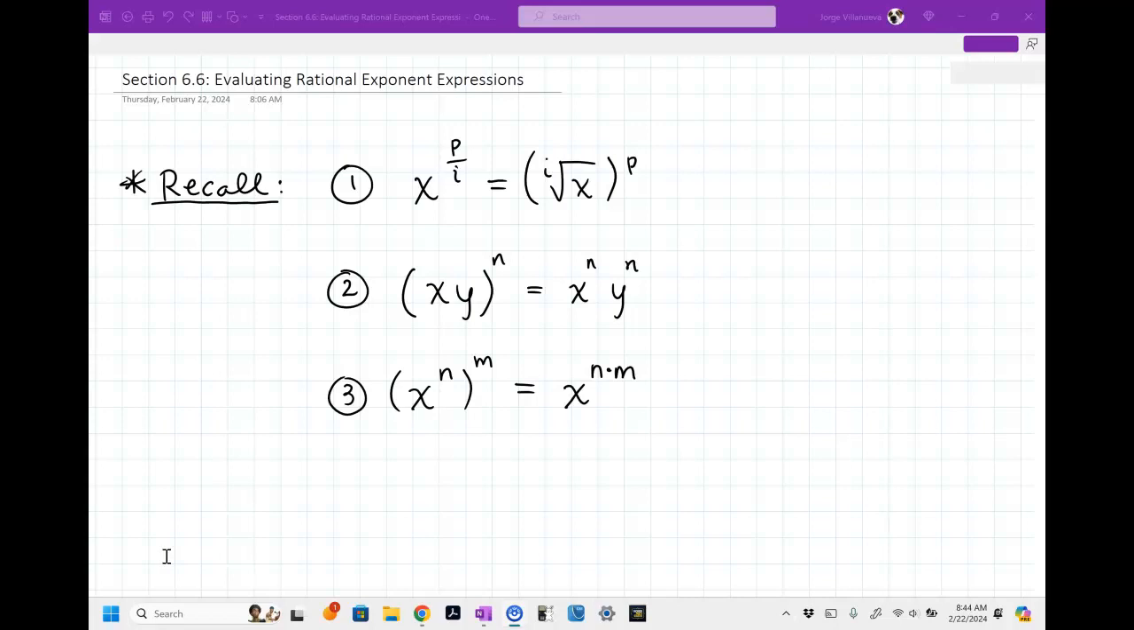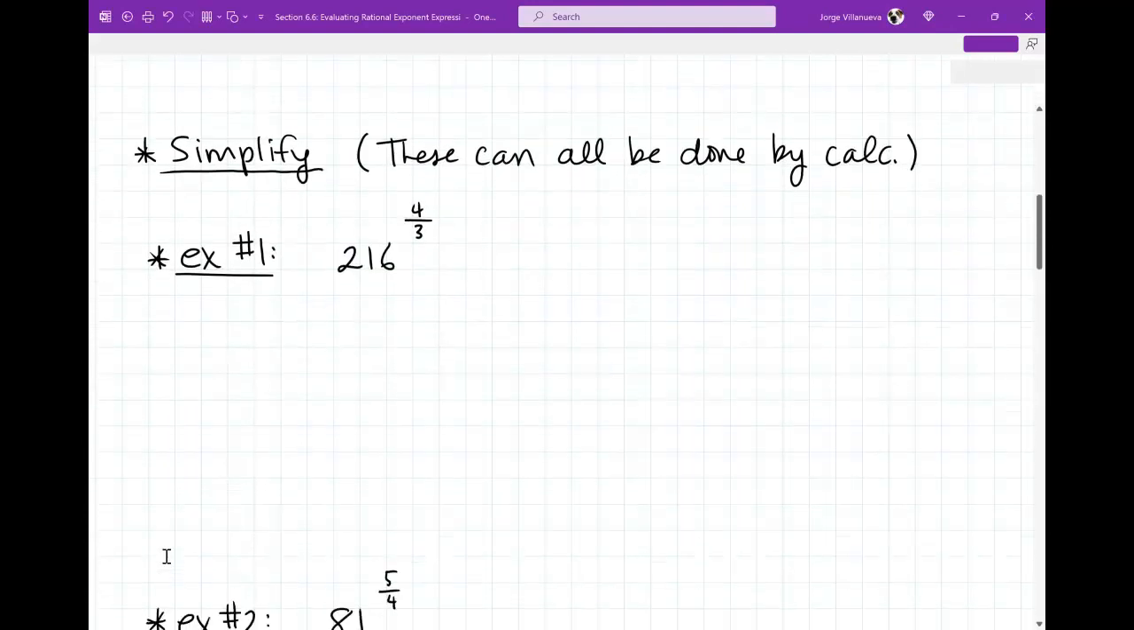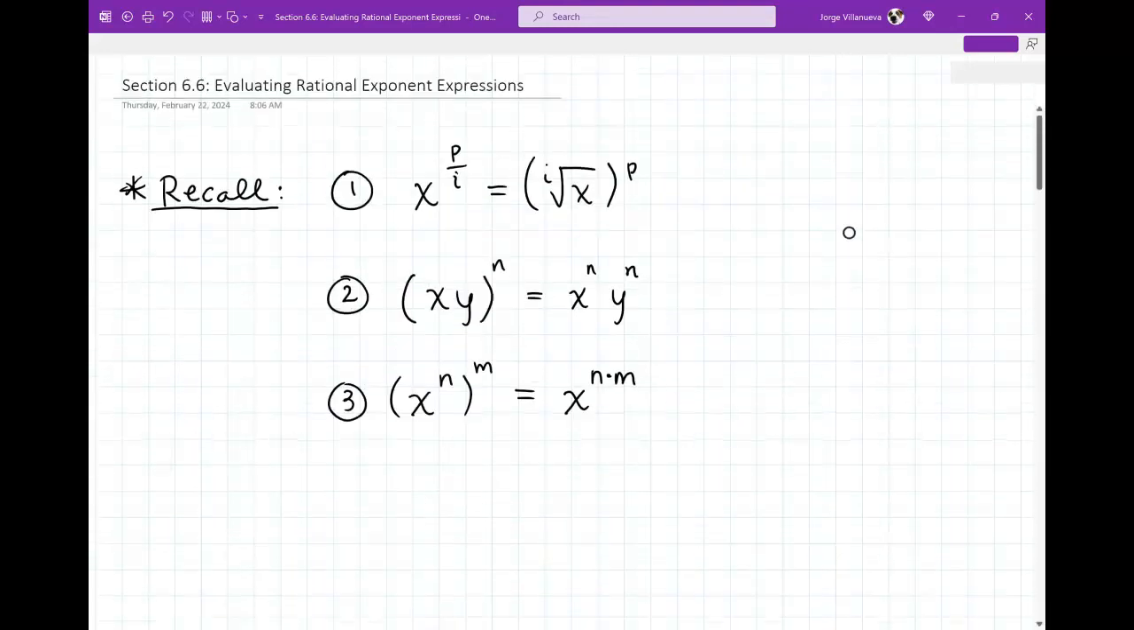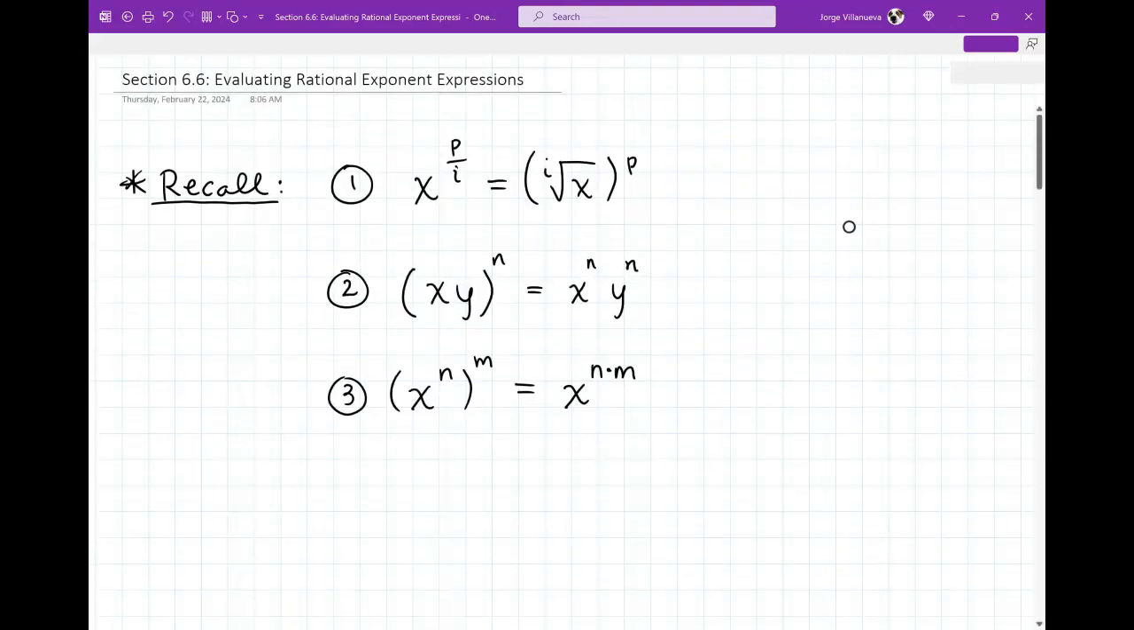Okay, so just to show you a quick example, something like this, right now we'll go back up to the top, but a question like this, we're not just going to rewrite it as a cube root of 216 to the fourth power. We're actually going to figure out what it is, okay? But we'll get back to that. But let me just go over these three ideas that we should know by now, okay?